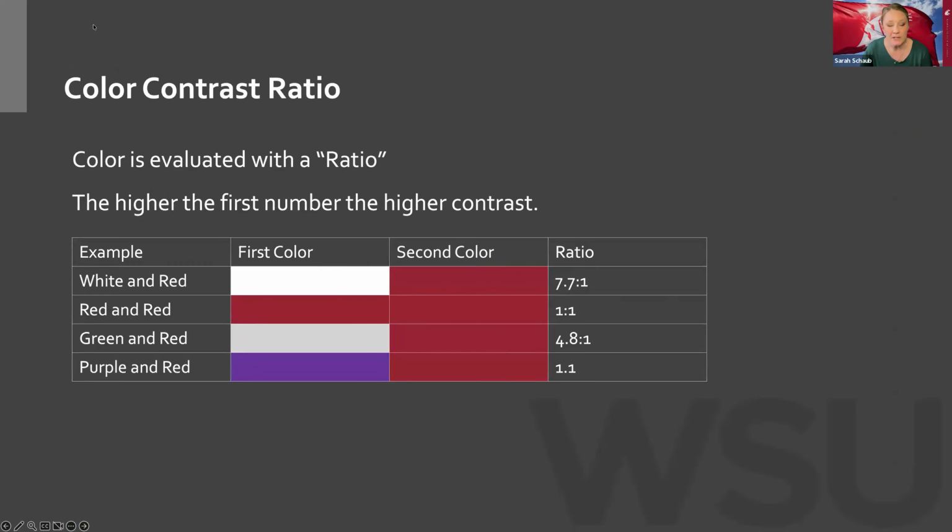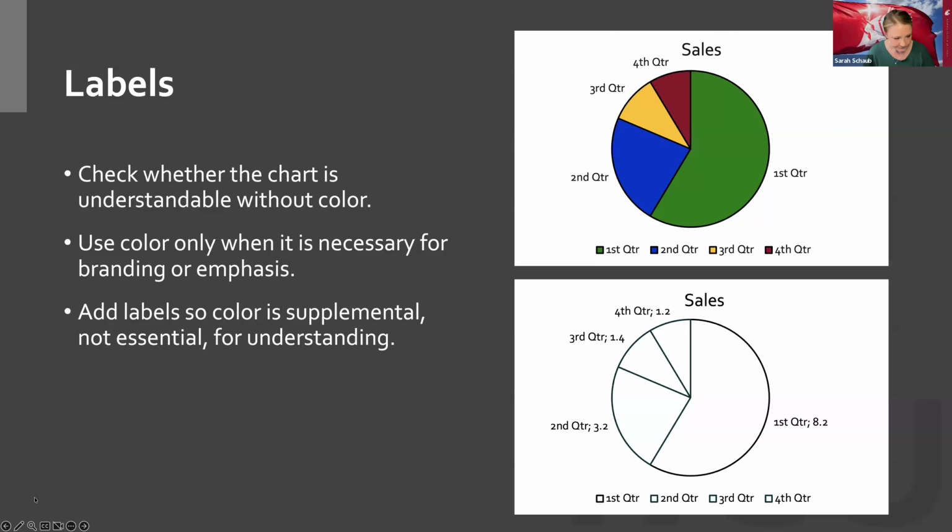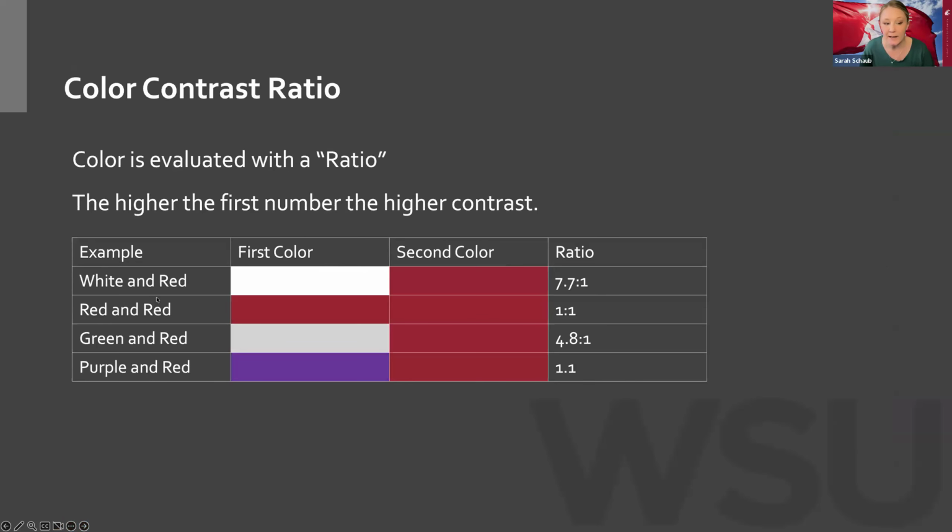So color contrast ratio, this is something that we talk about a lot. There are specific ratio requirements for the WCAG, and I'll get into that here in a second. But essentially, the higher the first number, the higher the contrast ratio is. And I've got some examples here in a table. The first example is white and red. So if the first color is white and the second color is red, that ratio would be 7.7 to 1. That would pass in most cases, and we'll get into a little bit more about what the exact ratio requirements are depending on font size and what you're using.